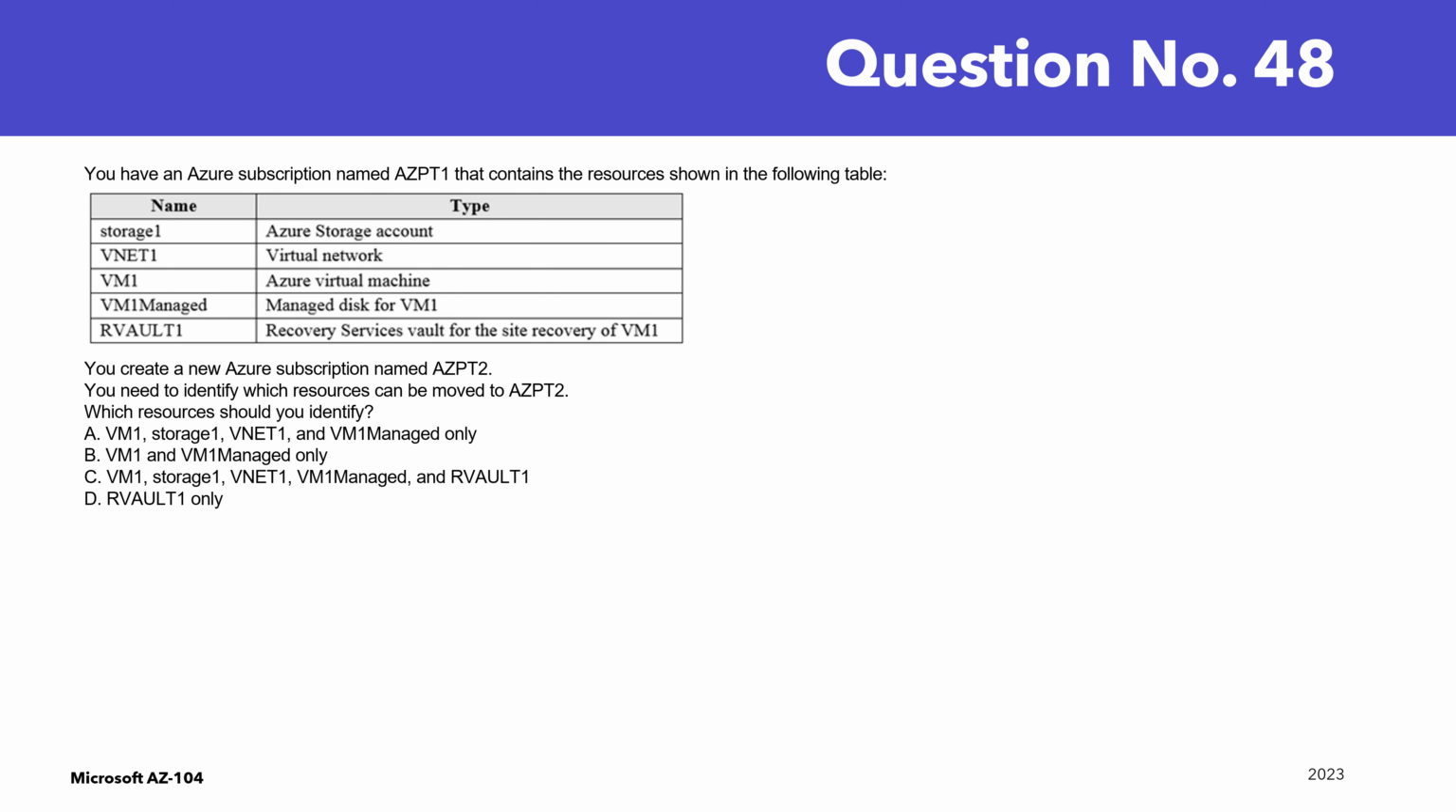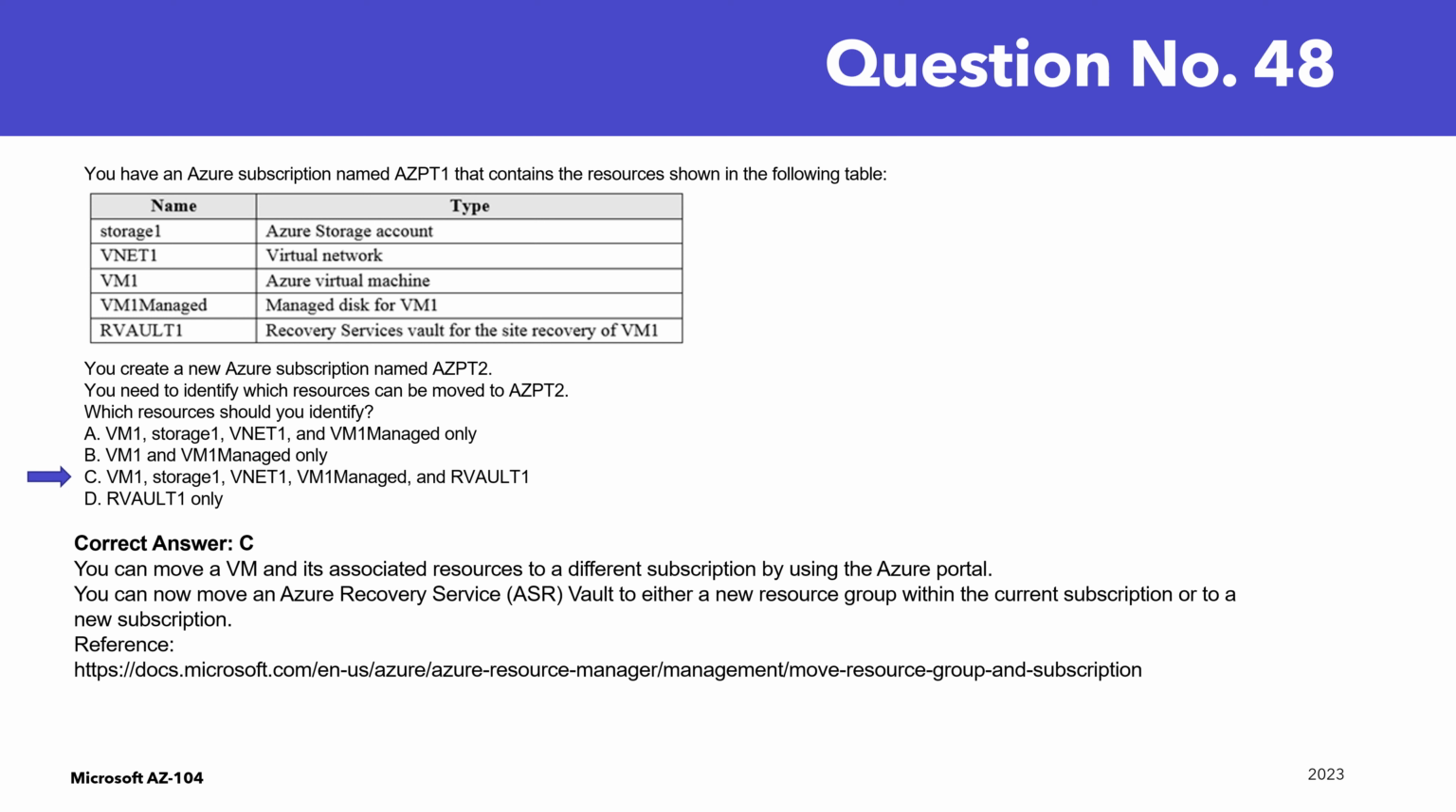You have an Azure subscription named AZPT1 that contains the resources shown in the following table. You create a new Azure subscription named AZPT2. You need to identify which resources can be moved to AZPT2. Which resources should you identify? A. VM1, Storage 1, VNET1, and VM1 managed only. B. VM1 and VM1 managed only. C. VM1, Storage 1, VNET1, VM1 managed, and RVAULT1. D. RVAULT1 only. Correct answer: C.